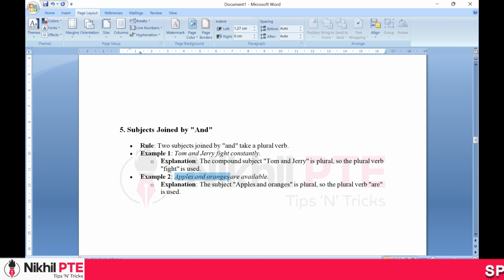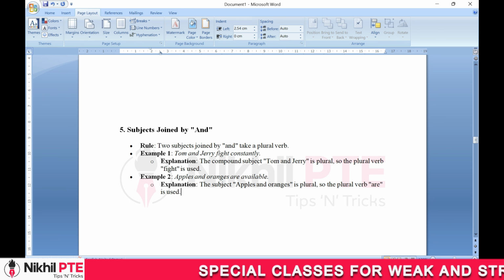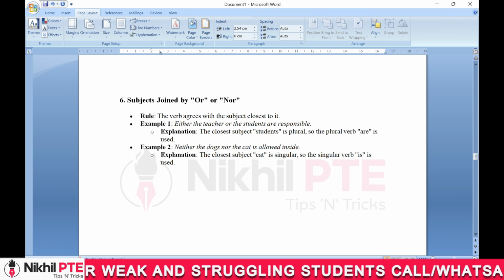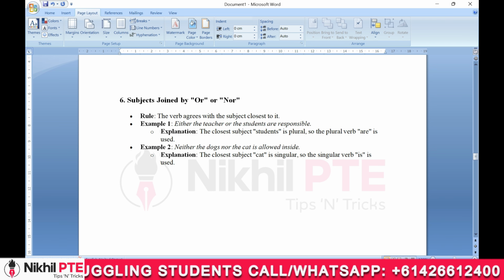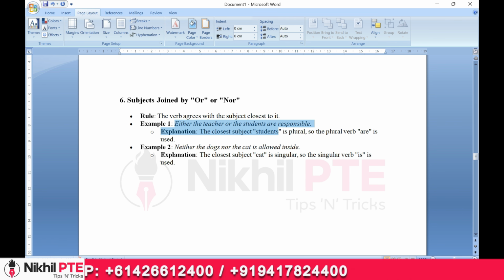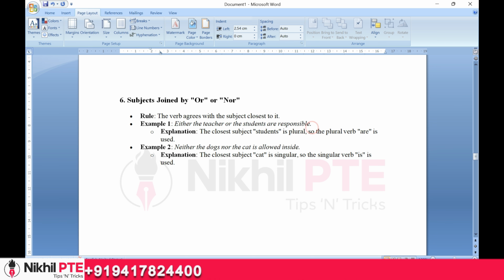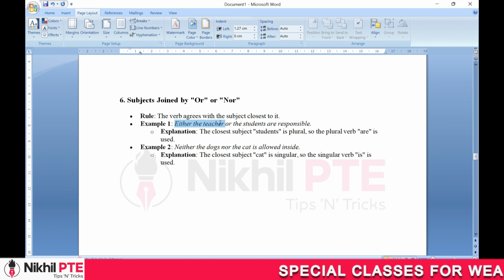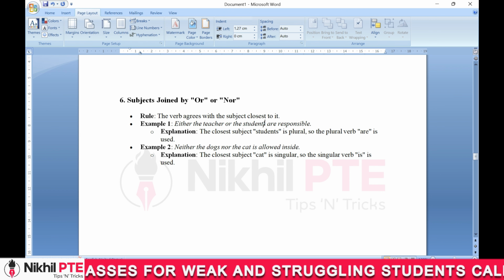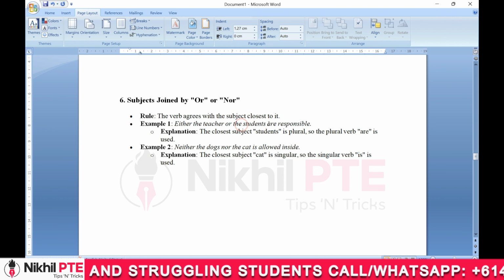Apples and oranges are available. These are two things. Okay. The subject apples and oranges is plural. Next, or, nor. See, let's take an example. Either the teacher or the students are responsible, right? So the verb agrees with the subject closest to it. Either the teacher or the students. So here the closest is students. We are talking about plural. So that is why are will come here.